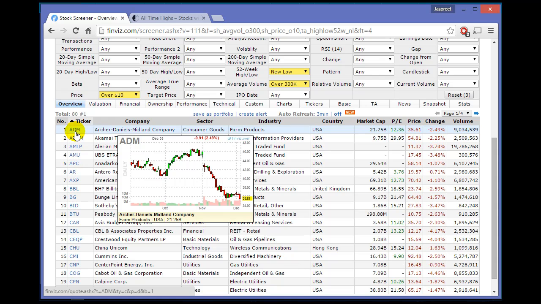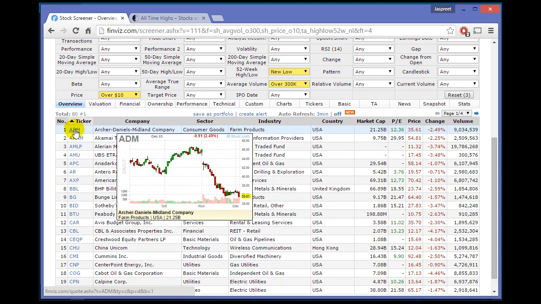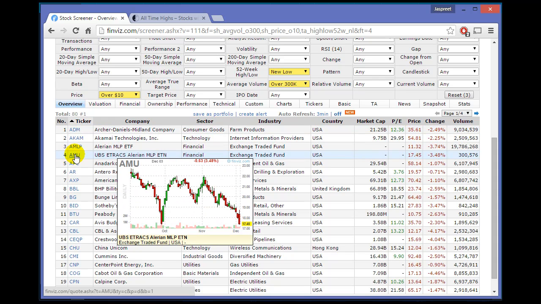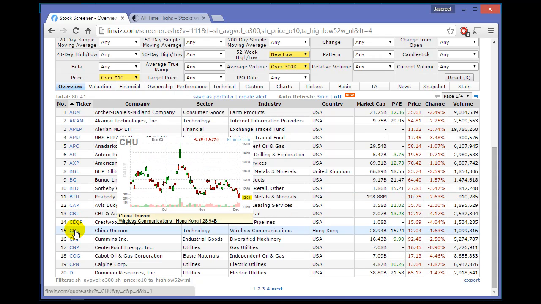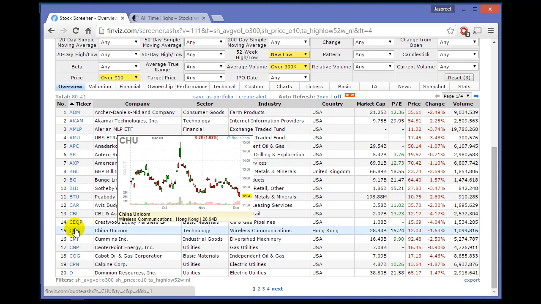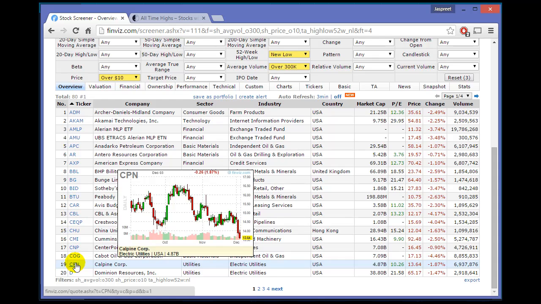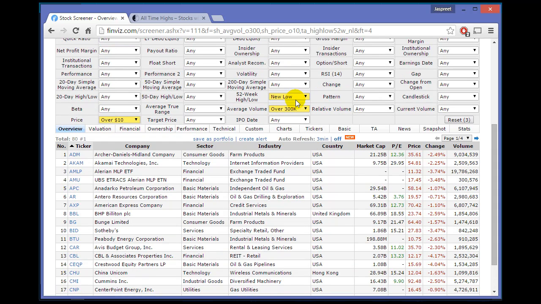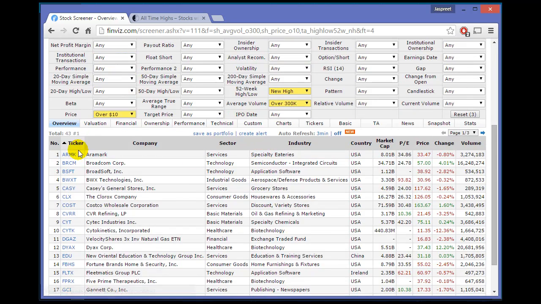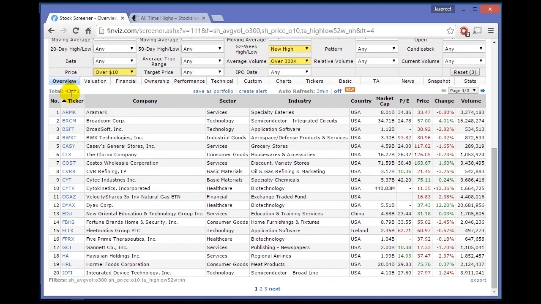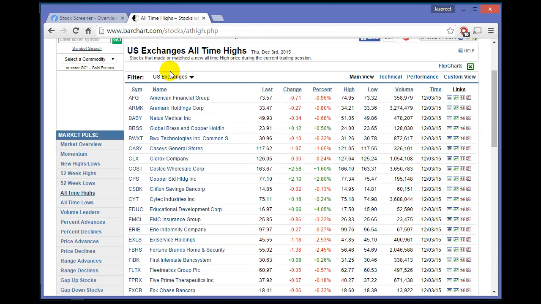If you look, ADM is almost at a 52-week low. You can see AMU, obviously at the 52-week low. BTU all the way down. CHU all the way down. I remember I used to trade CHU, China Unicom. And again, these are all the stocks you're going to get which are making 52-week lows, right? Not all-time, but a 52-week high or low. And the same way, you can just pick whichever ones are making a 52-week high, and you only have 43 in this criteria.